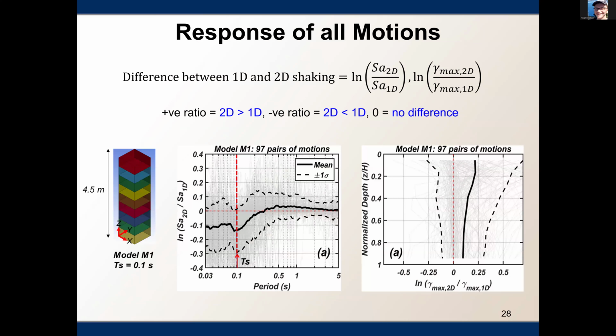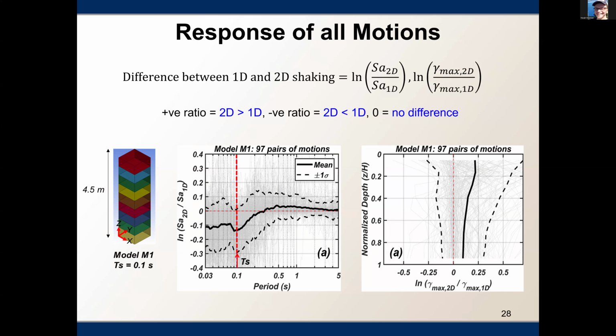So this is the response for model M1. Here on the left are the log spectral acceleration ratios with respect to period. On the right is the normalized depth versus the log maximum shear strain. So this is for all the motions in model M1, which is 97 motions. You can see on these faint lines, those are the responses for all of the motions. And also you can see the mean curve, which is shown by this black dotted line, and also the plus minus 1 standard deviation by the black dotted lines.